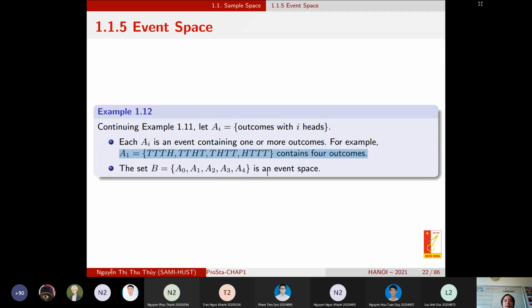And then we consider the set B, including A0 to A4. What does A0 mean? A0 refers to the event that no head occurs in 4 coins. A1 refers to 1 head, A2 refers to exactly 2 heads, A3 refers to 3 heads, and A4 refers to 4 heads. So they are all the possible cases. There are no other cases in our sample space.